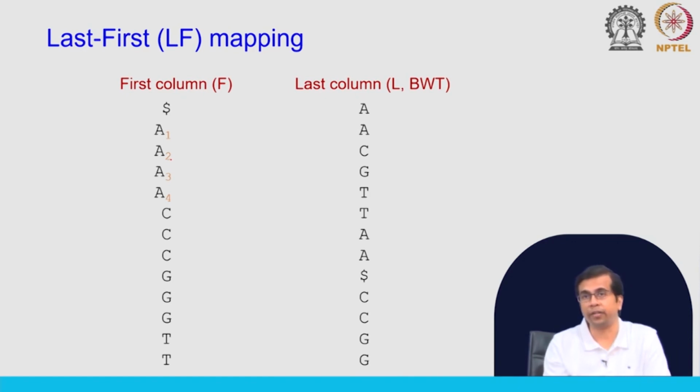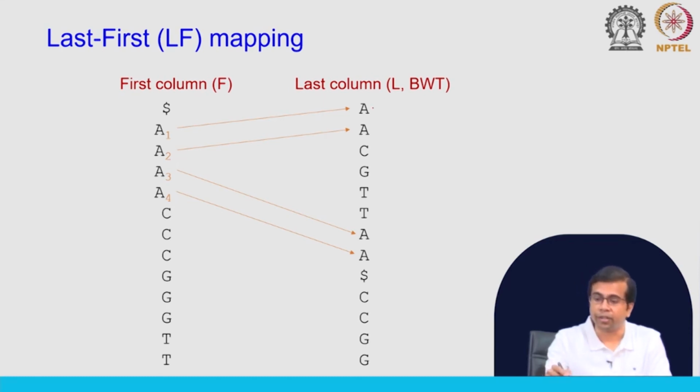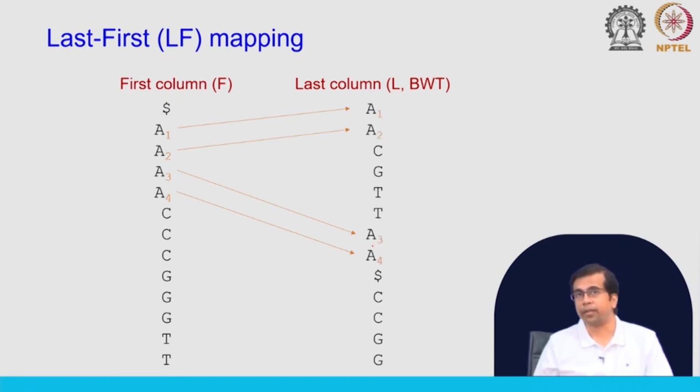Okay. So, what it means is, if we number these A's in the first column by A1, A2, A3, A4, we are distinguishing these 4 A's by these subscripts. These 4 A's actually correspond to these 4 A's here in the last column. This correspondence is shown by these red arrows. And if they correspond to the same base in the reference sequence, we can also number these A's by A1, A2, A3 and A4. Okay. So, this is what we mean by last first mapping.